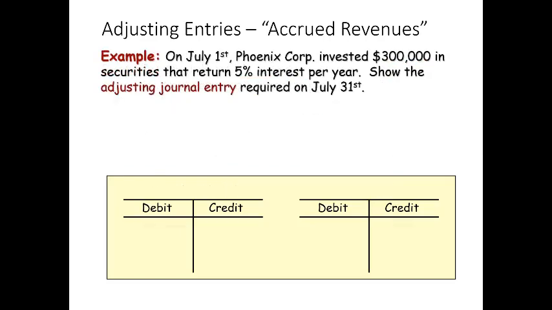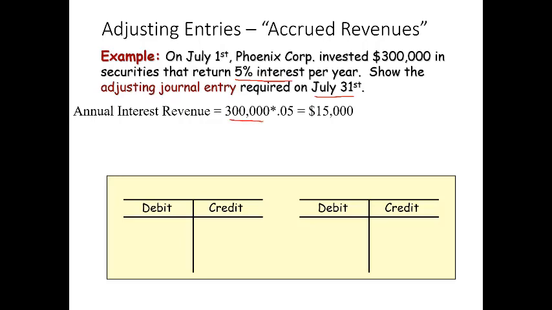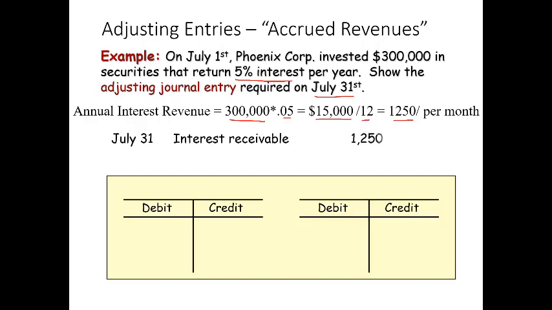Then at the end of the month, July 31st, these securities are going to return 5% per year. One month of that 5% interest is what we want to record as interest revenue on July 31st. So $300,000 times 5% would be $15,000. That's the annual interest revenue. We divide that by 12 months, we should be earning $1,250 per month from this investment. So July 31st, our interest receivable is $1,250, and our interest revenue is $1,250.